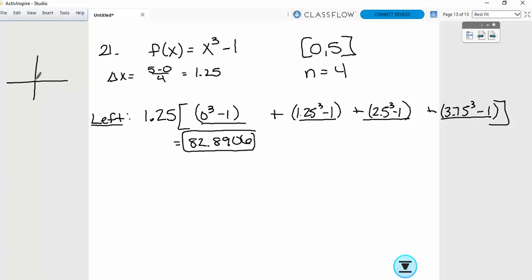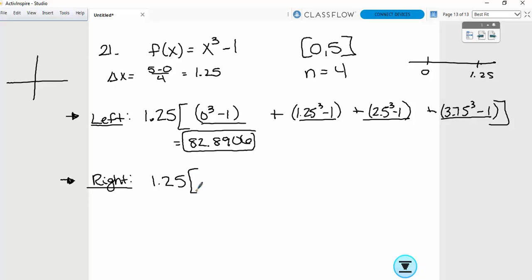It's over because you started at 0. And it kind of depends on the shape of the graph. One way to check, when we do the right-hand sum, we're going to start with the rightmost point. So this started at 0, and my change in x is 1.25. So if we start with 1.25, you can ask yourself, which is bigger, 0 cubed minus 1 or 1.25 cubed minus 1?